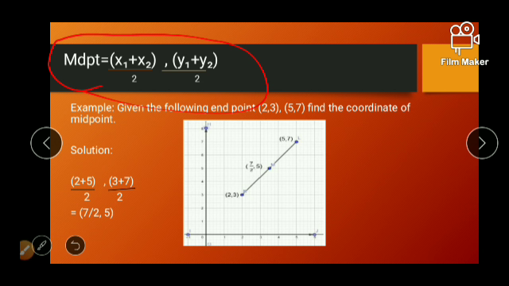Using the above formula, we now substitute the given endpoints. Our x sub 1 here is 2, and our x sub 2 is 5, so x sub 1 plus x sub 2 is 7 over 2. And next is y: our y sub 1 is 3 and our y sub 2 is 7, so 10 over 2. So the answer would be 7 over 2 and 5.